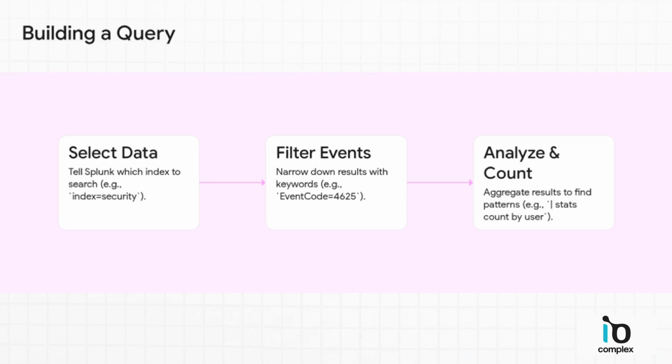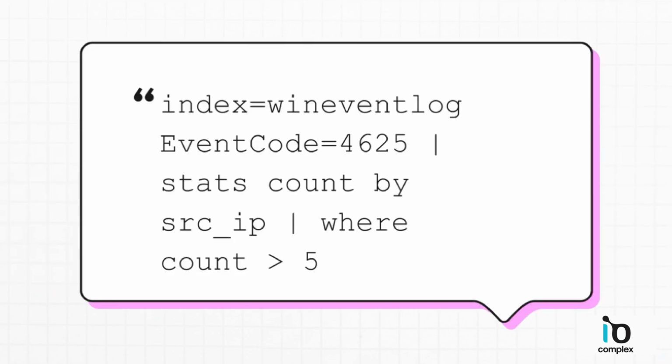Then, step 2, you filter that massive pile of data down to just the events you care about, like our failed logins. And finally, step 3, you analyze what's left to find the interesting patterns, like counting up the failures for each user. All right, let's put it all together and see what a real-world threat hunting query looks like.